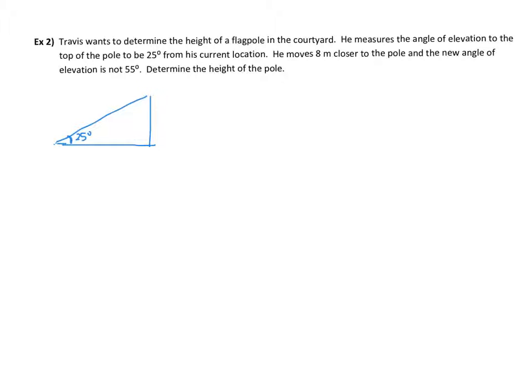And then he moves 8 meters closer. So this is my flagpole, which hopefully makes a 90-degree angle with the ground. We're moving 8 meters closer. So this distance from where he was to where he ends up is 8 meters. And the new angle of elevation, diagram definitely not to scale, should now be 55 degrees. Okay, 55 degrees. Determine the height of the pole.